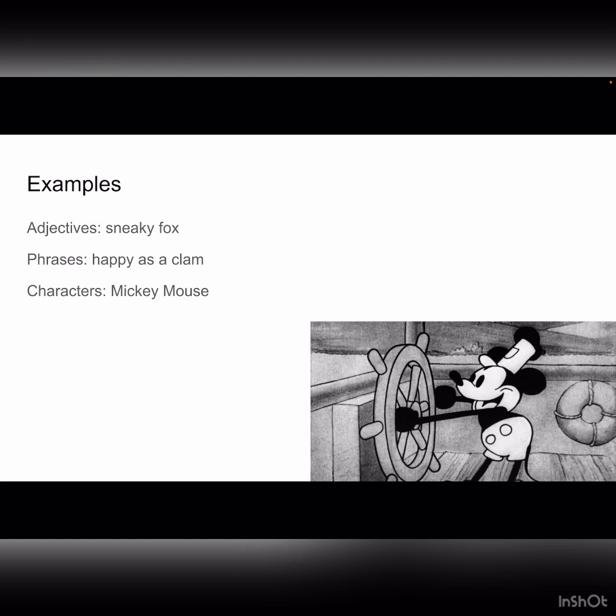Happy as a clam falls into the same category. We don't know if a clam is truly happy, and happiness is generally defined as a human trait. So, happy as a clam is also anthropomorphic. Finally, you'll see over in the corner here another good example of anthropomorphism. Notice how Mickey is standing upright, steering a boat, and wearing clothes. All of these things are very human-like, and none of them really apply to a mouse. So, it's all anthropomorphic.